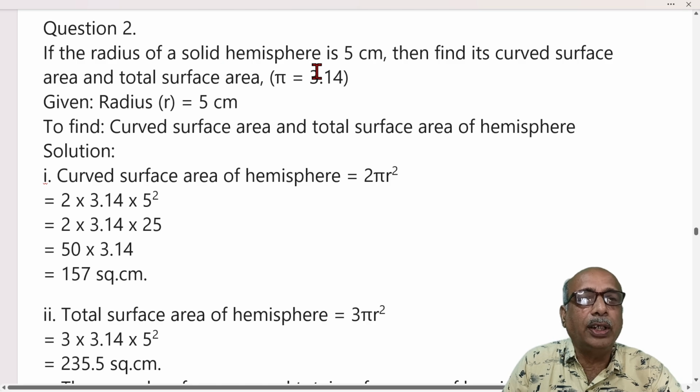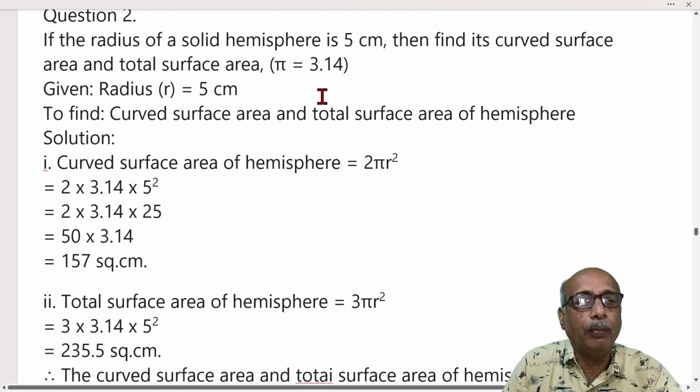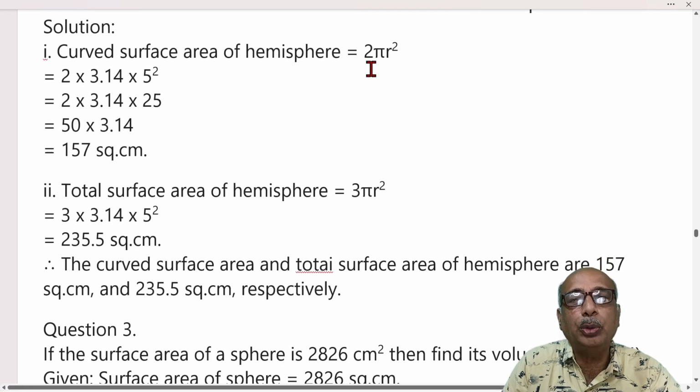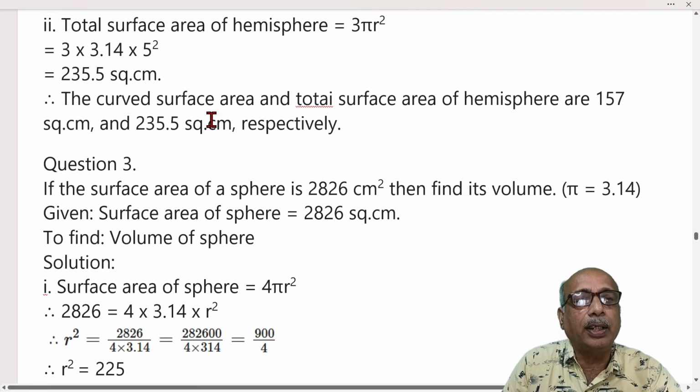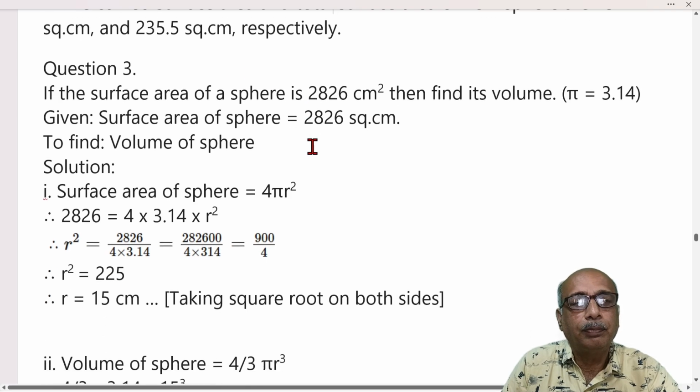If the radius of a solid hemisphere is 5 centimeter, then find its curved surface area and total surface area. Pi equals 3.14. Curved surface area of hemisphere is 2 pi r square. Substituting the value, you will get 157 square centimeter. Total surface area of hemisphere is 3 pi r square. So 3 into pi r square, if you calculate, you will get 235.5 square centimeter. Therefore, the curved surface area and total surface area of hemisphere are 157 square centimeter and 235.5 square centimeter respectively. Next question.